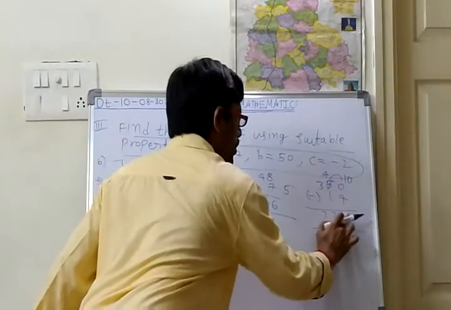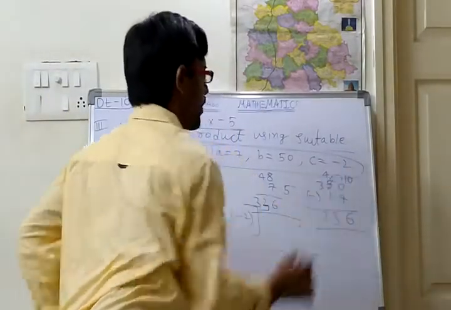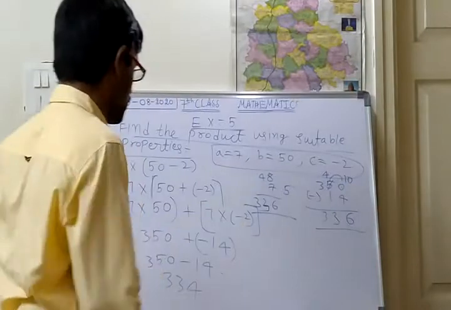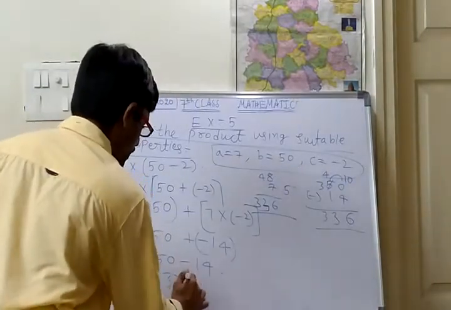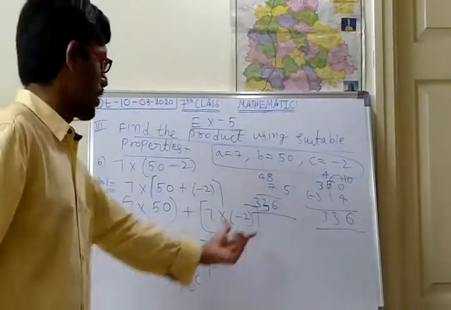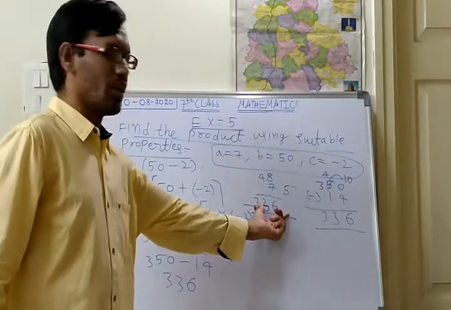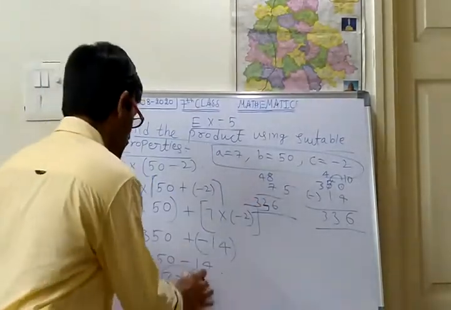Okay, sorry. 10 minus 4 is 6. Very sorry. 10 minus 4 is 6. So the result is 336. So previously also 336 came, here also 336 came.